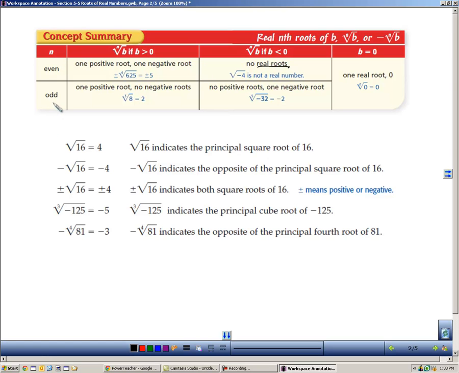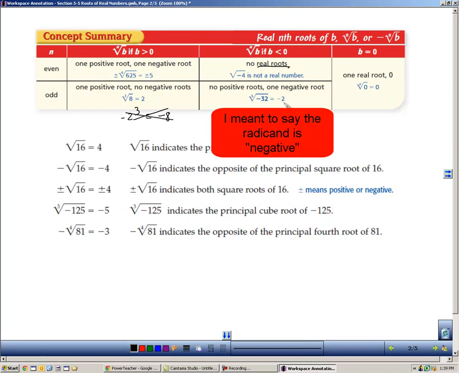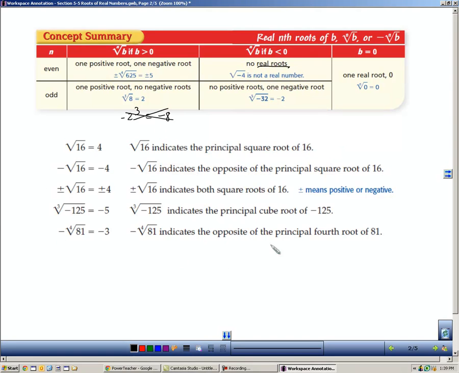Now if the index is odd, again, you look and see if the radicand is positive. If it's positive, then you're only going to have one positive answer, because 2 to the 3rd power gives me 8. Negative 2 to the 3rd power gives me negative 8. So that wouldn't be included in this example here. If the index is odd and the radicand is positive, you're going to get a positive solution. Also, if the index is odd and the radicand is negative, you're going to have one negative solution. So down here, if you just pause the video and read through this, you'll see a couple of examples for how to use positives and negatives with square roots.